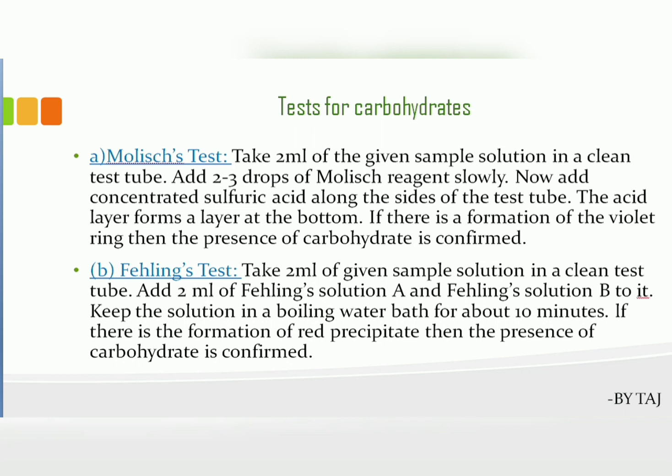Another test for carbohydrates is Fehling's test. Take 2 ml of the given sample solution in a clean test tube, and add 2 ml of Fehling's solution A and Fehling's solution B to it. Keep the solution in a boiling water bath for about 10 minutes. If a red precipitate forms, the presence of carbohydrate is confirmed.